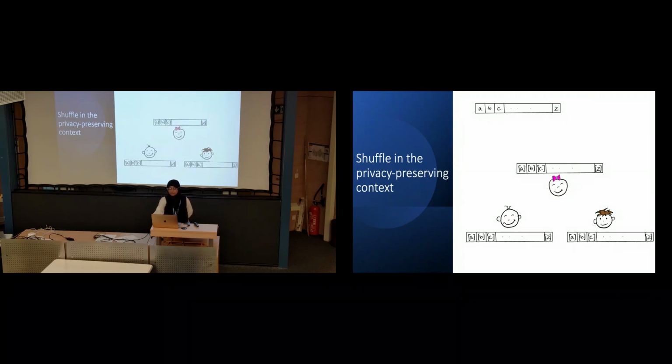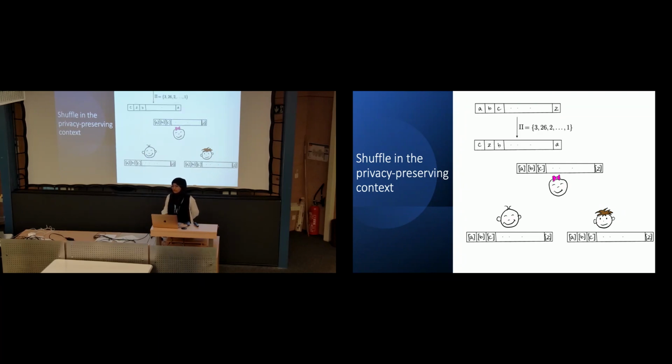So we'll use this box notation around an element to denote that this element is secret shared amongst a set of parties. Given a secret array, if we had to apply a permutation on the elements of this array, it would result in rearranging these elements. In this case, consider the permutation as displayed. This would result in rearranging the elements of your input array such that in the output array, the first element would be the third element of your input, the second is the 26th element of your input, and so on.